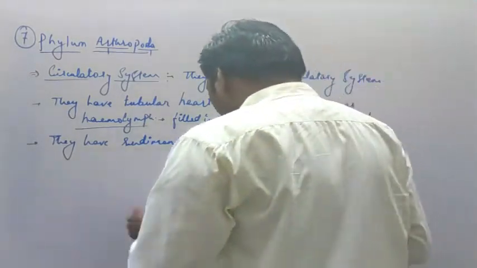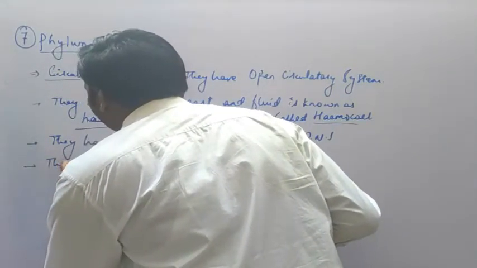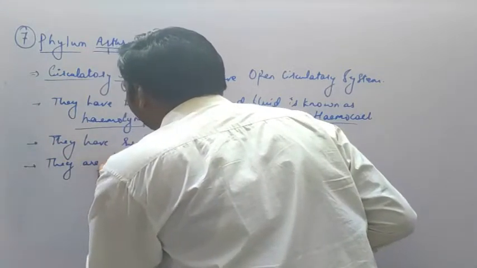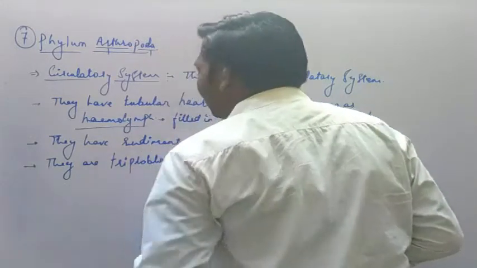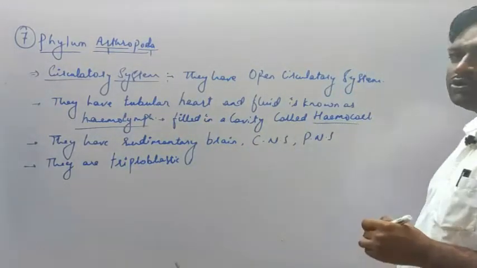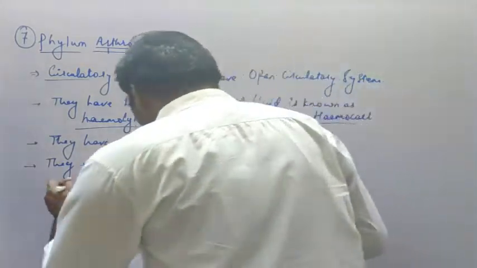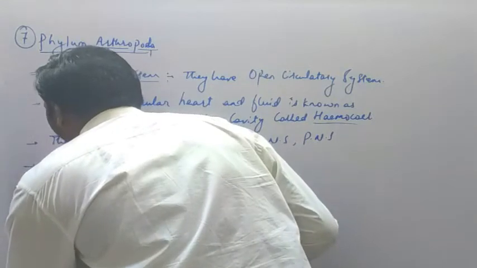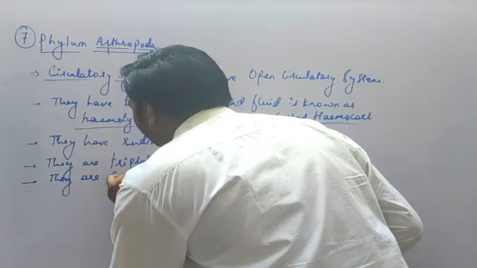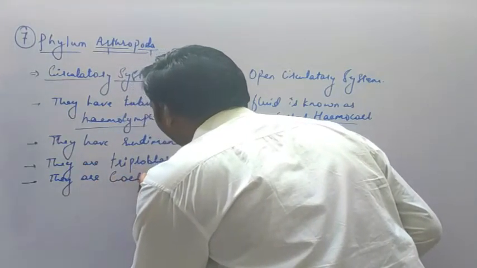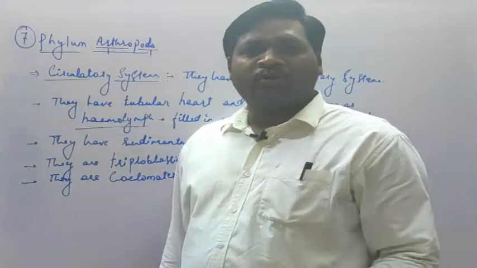The next, they are triploblastic. That means they are composed of 3 germinal layers: ectoderm, mesoderm, and endoderm. The next, they are coelomates, and what type of coelomates? That is hemocoelomates. They have the true body cavity.